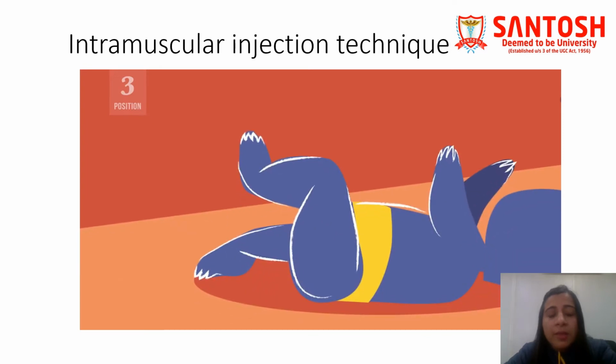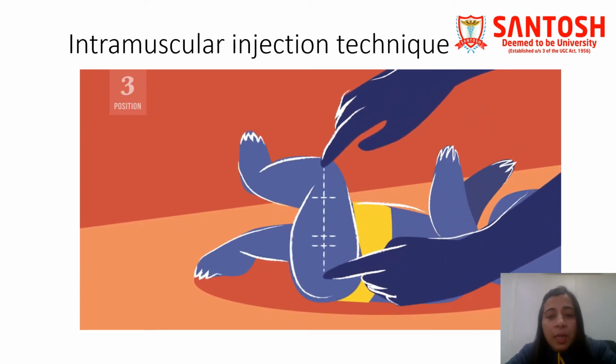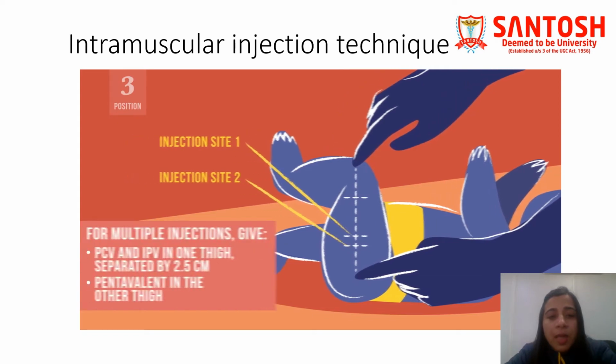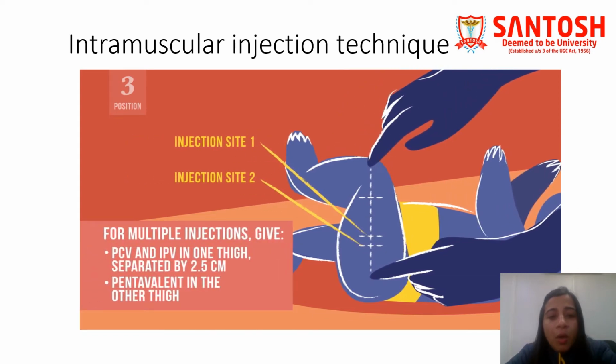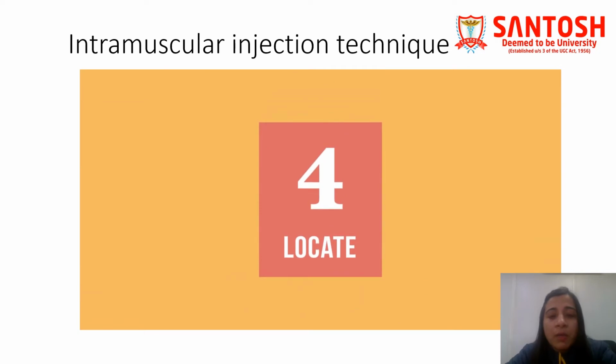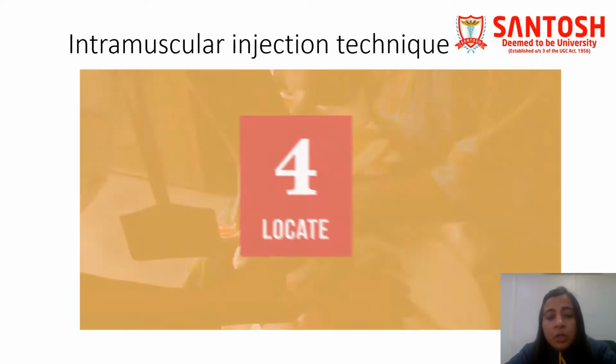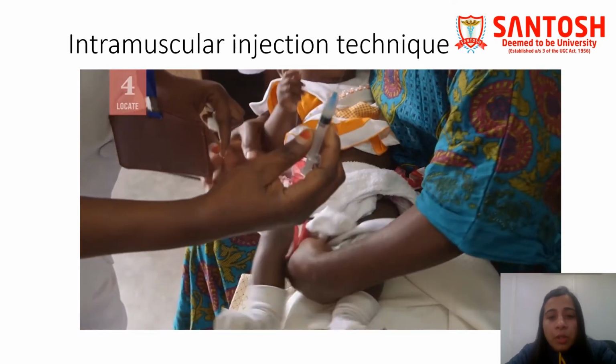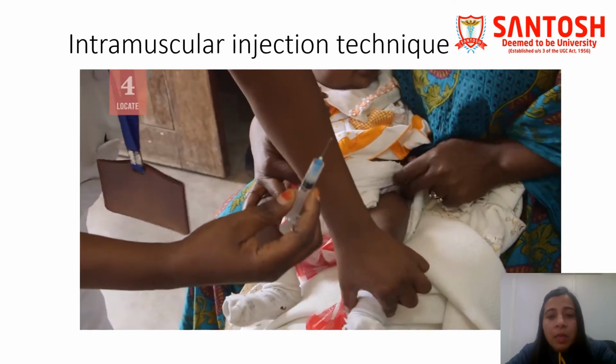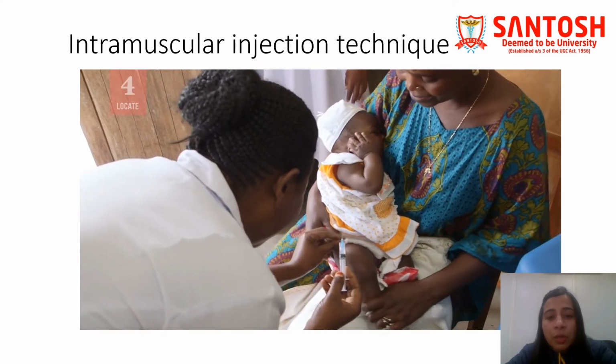So if 3 vaccines are to be given on the same day, then the sites 1 and 2 can be on one leg, like PCV and IPV can be given in one thigh and pentavalent can be given in the other thigh. So location is also very important. Usually vaccines are given in the anterolateral side of the thigh.